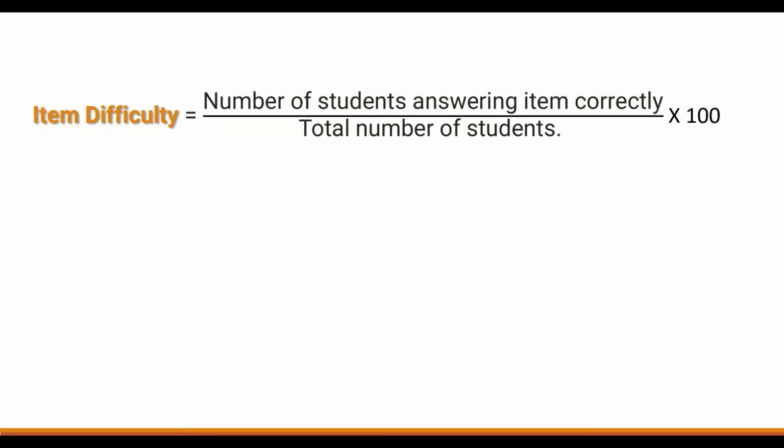The way to calculate the item difficulty is to use the following equation. Count the number of students answering the item correctly, divide that by the total number of students, then multiply the product by 100 to generate the item difficulty.